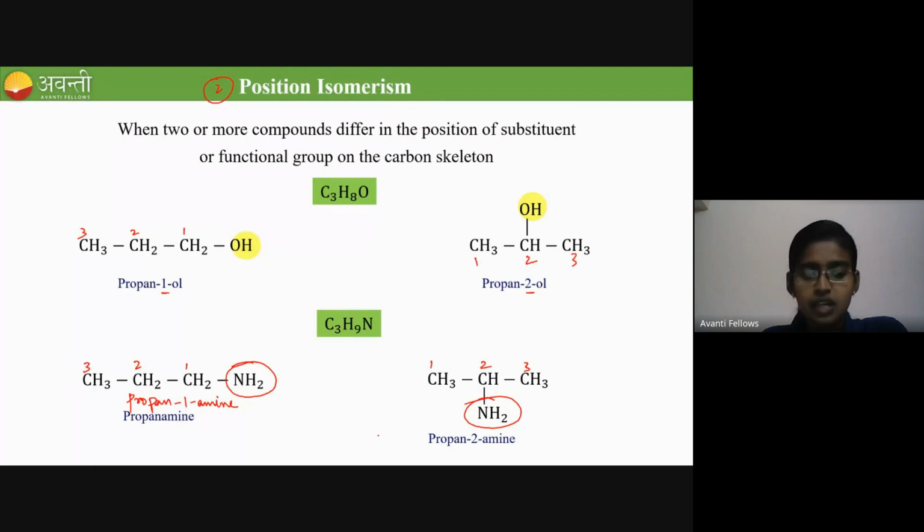Clear? Any doubt in positional isomerism for anyone? If there are no doubts, give me a thumbs up or type yes in the chat box. We will move on with the next isomerism.